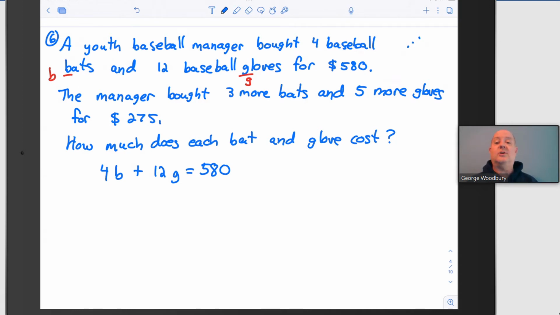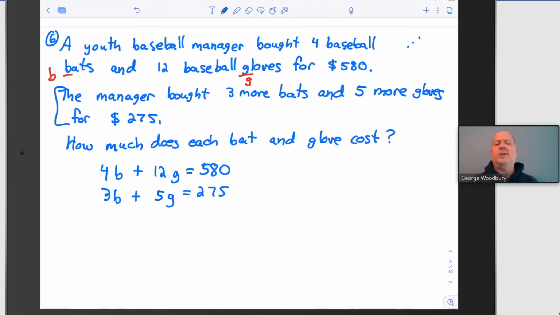The second equation comes from the second sentence. The manager bought 3 more bats and 5 more gloves for $275. Now I have a system of equations with two unknowns. I can solve this using either substitution or elimination.